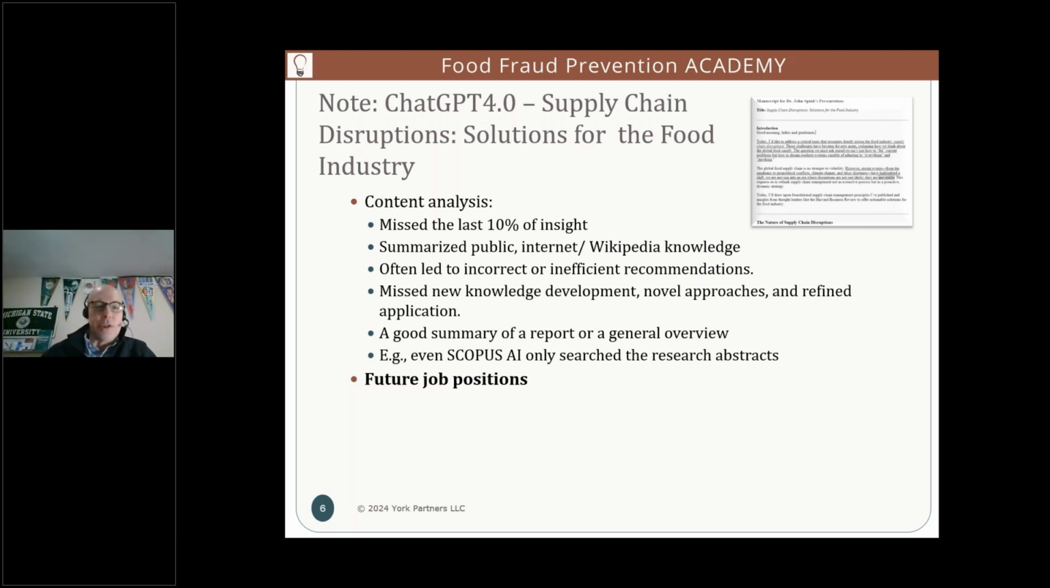Then you're starting to just learn what it can do and what it can't do. And asking questions about things that you know about is a really good starting point. So the students are interested, and all of us should be interested. Future job positions.